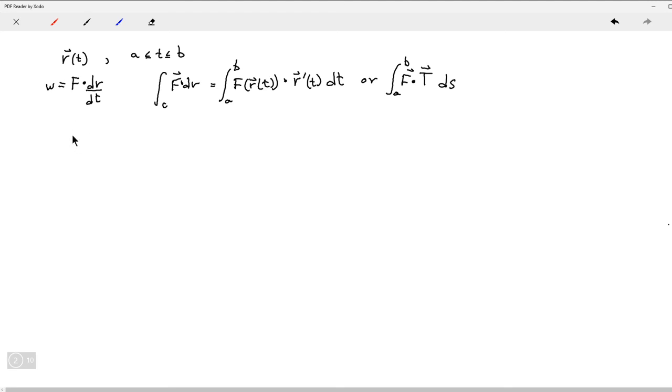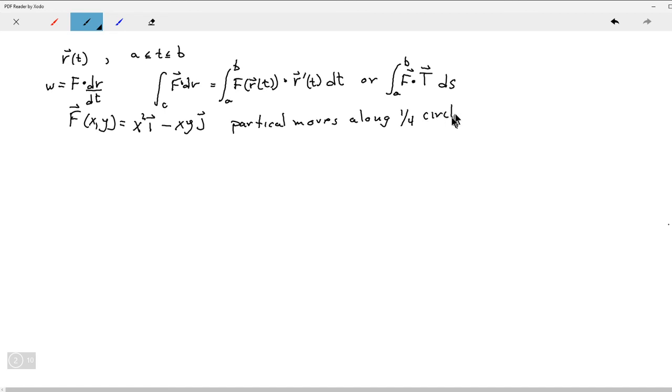All right, so if you need to find the work done by a force field, and let's say that field has the equation f of xy equals, let's see, what do I have here? x squared i, minus x y j. I put a minus in here. And the particle is moving along the quarter circle. Just the standard unit circle. So r of t equals cosine t i plus sine t j.